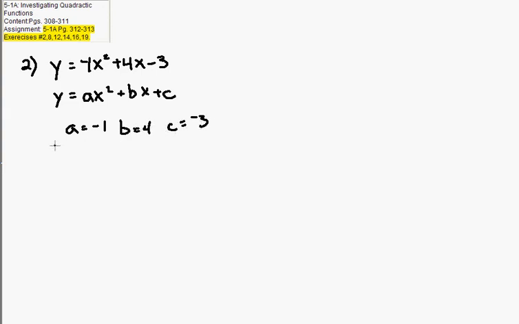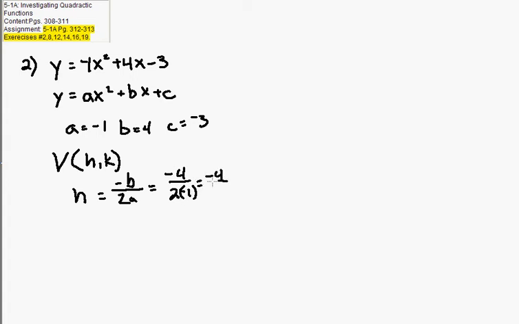negative 3. We know that our vertex consists of the coordinates h comma k, and we find h by the formula negative b over 2a. So in this case we have negative 4 over 2 times negative 1, which is negative 4 over negative 2, which is just plain 2. So h is 2.